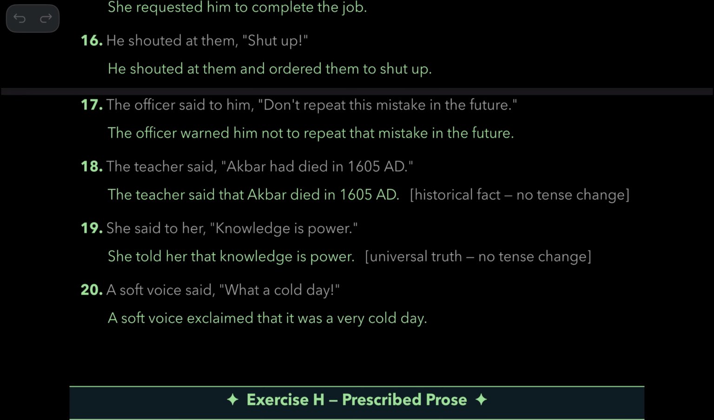Okay, she said to her, knowledge is power. She told her that knowledge is power. So it's a universal truth. So no tense change is required. A soft voice said, What a cold day. A soft voice exclaimed that it was a very cold day.